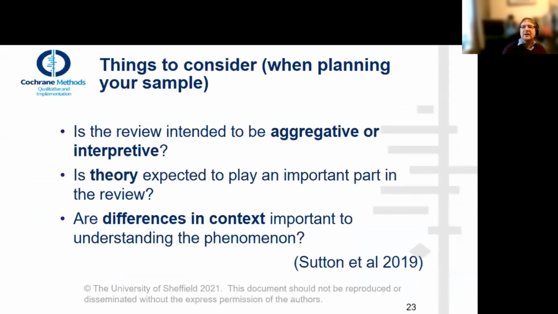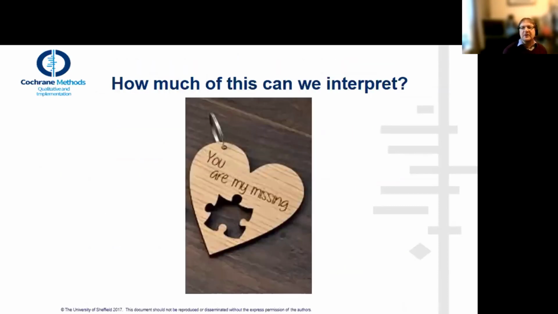So we need to ask these questions. Is the review going to be aggregative or interpretive? To what extent does theory play a part? Because that may then govern our decisions on what to sample and how. And also, how important are differences in context? So if we're doing an international review, it obviously becomes very important to ensure that there's representation of diverse countries and diverse socio-demographic characteristics. And it's nicely illustrated just briefly in this illustration.